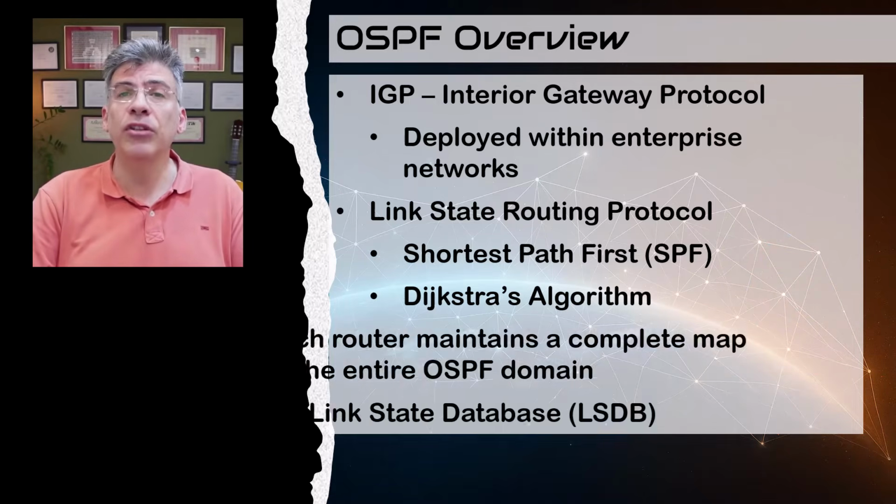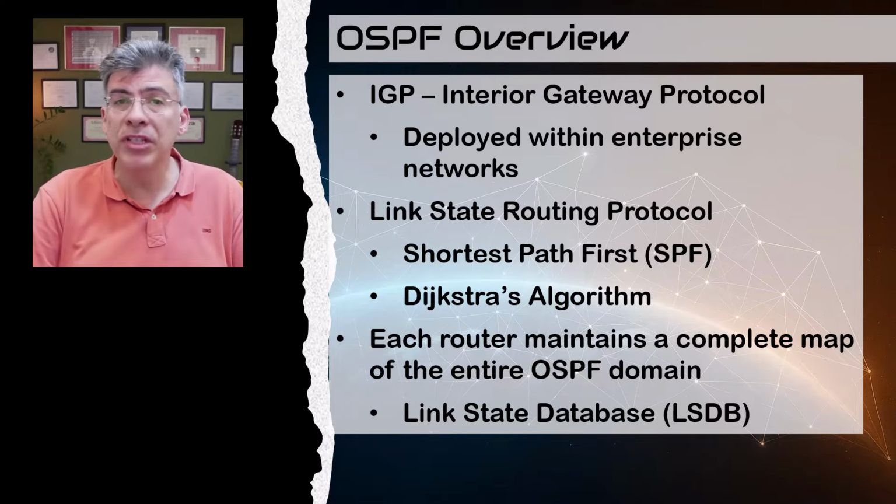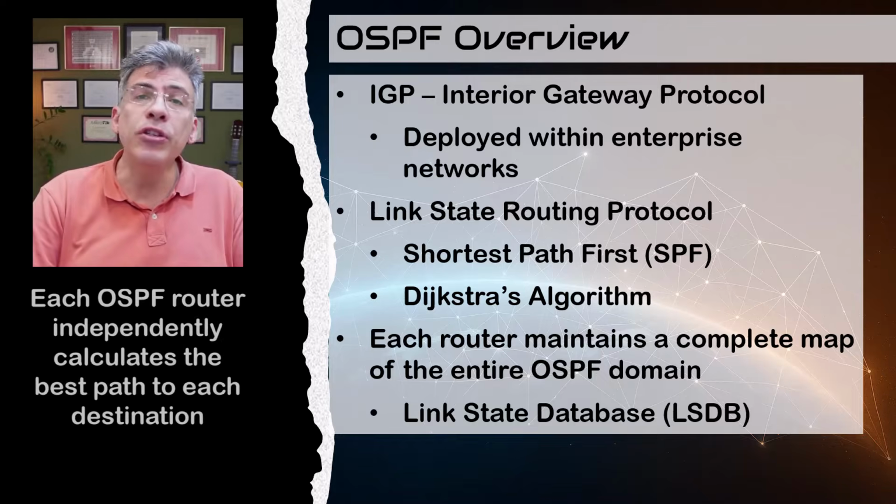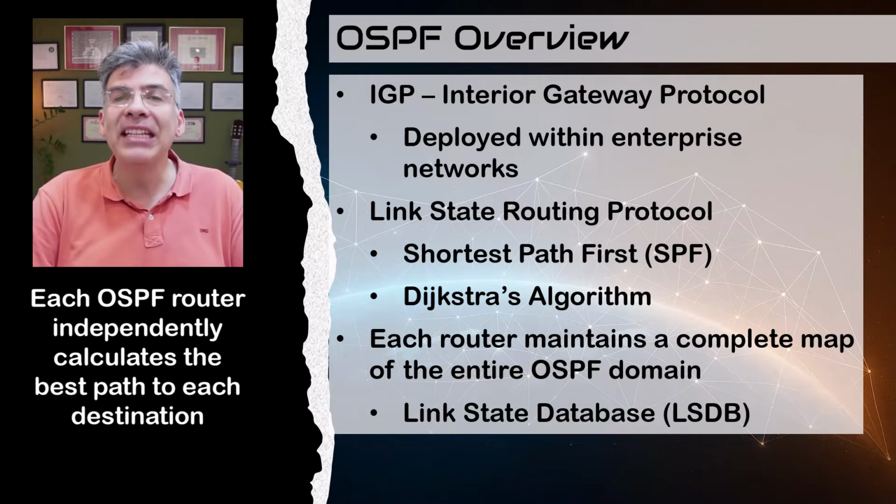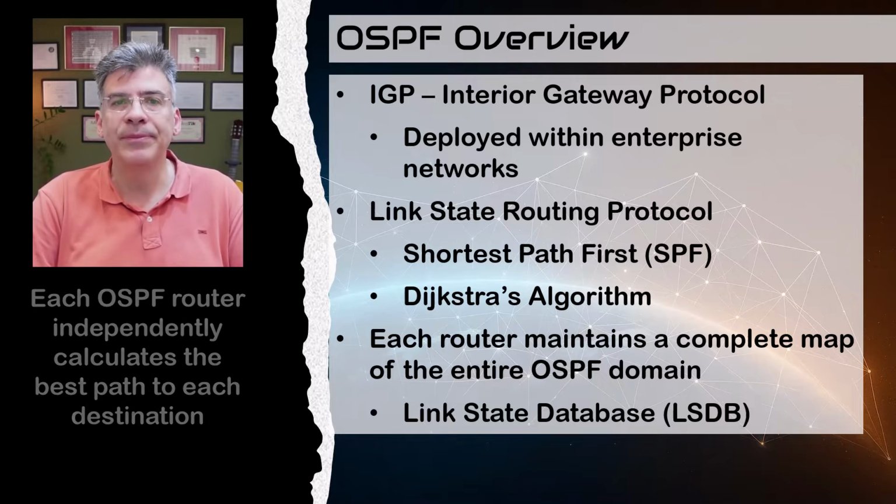Another interesting characteristic of link state routing protocols like OSPF is that each router in the topology maintains a map of the entire OSPF domain. This map is called the Link State Database, or LSDB, and it's used by each router to independently calculate the best path to every destination in the network.